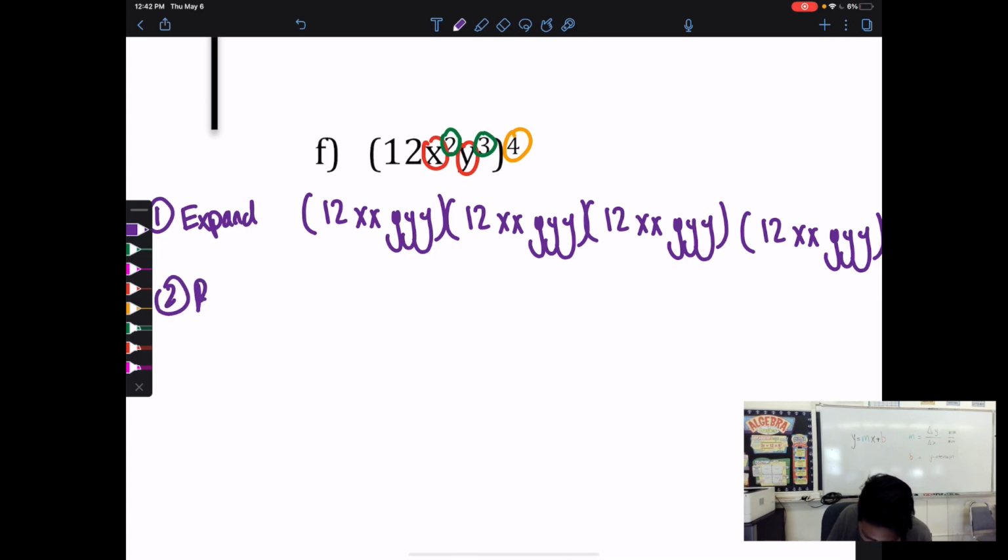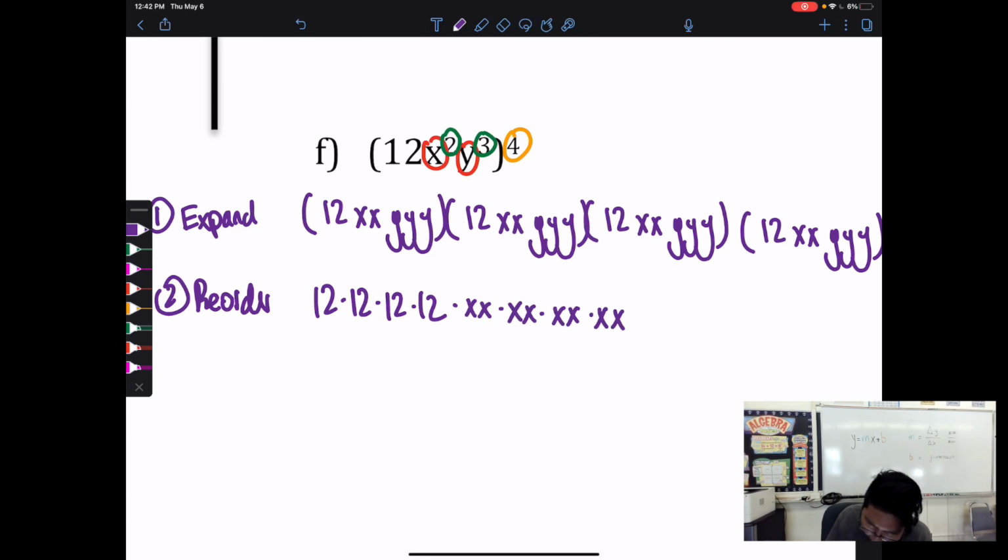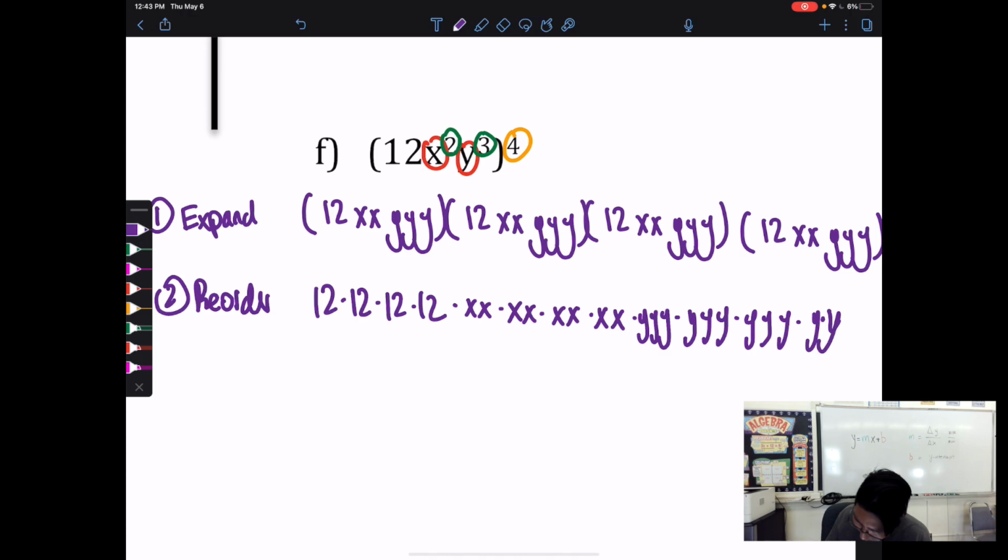Second, reorder. So I'm going to put 12 times 12 times 12 times 12, and then we're going to put the x's next. So times xx times xx times xx times xx, and then the y's, 1, 2, 3, in each of the four groups.